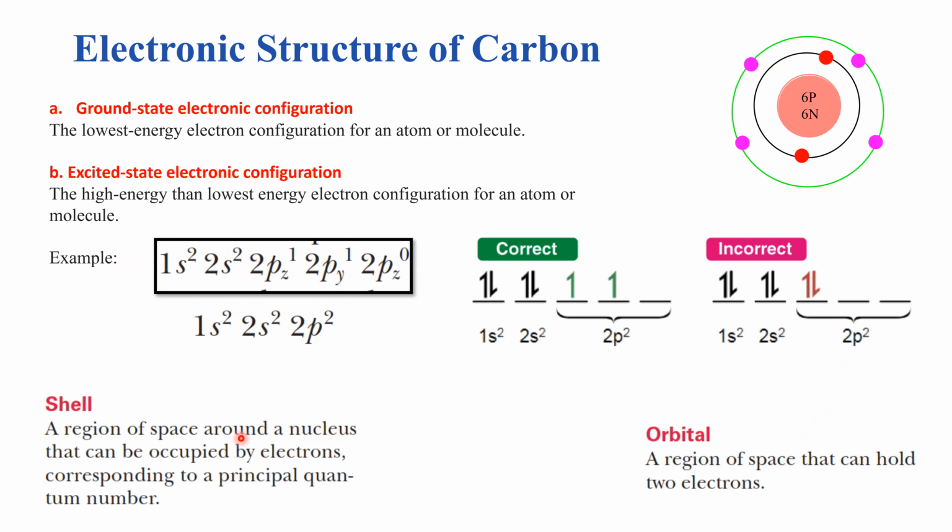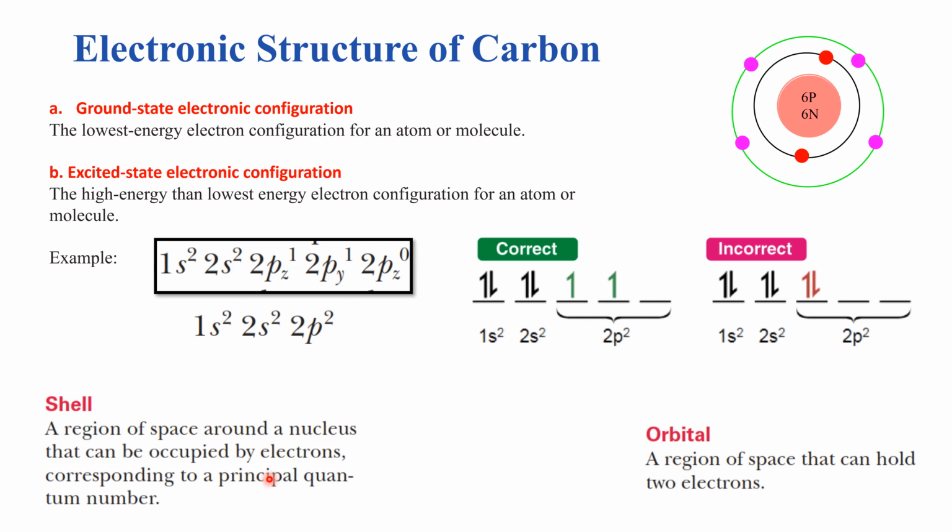A shell is a region of space around a nucleus that can be occupied by electrons corresponding to a principal quantum number, right? The principal quantum number is 1, 2, or 3, and this is basically the major one. If you think about a building, the shell gives you the idea about the floor: is it the ground floor, first floor, second, or third floor? Now the orbital, in the example of a building, is a room on each floor.